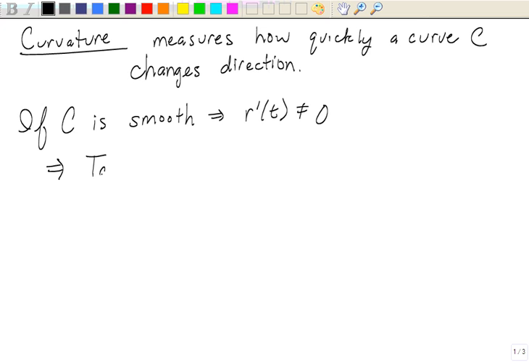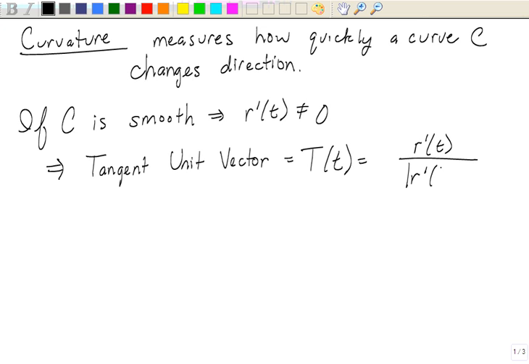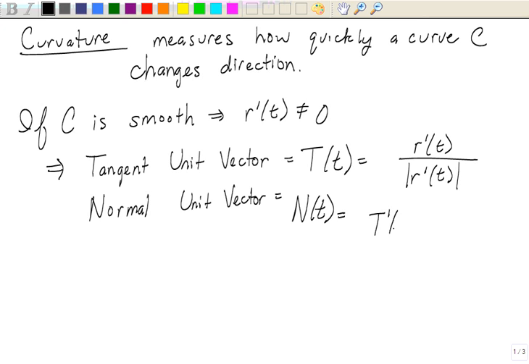Then the tangent unit vector, because it'll have length 1 since we're dividing by its length, is T of t, and that's going to be r prime of t divided by the length of r prime of t, or its magnitude. And the normal unit vector we'll call N of t, and that's going to be the derivative of the tangent divided by its length. So it's also a unit vector, and this is orthogonal to T.